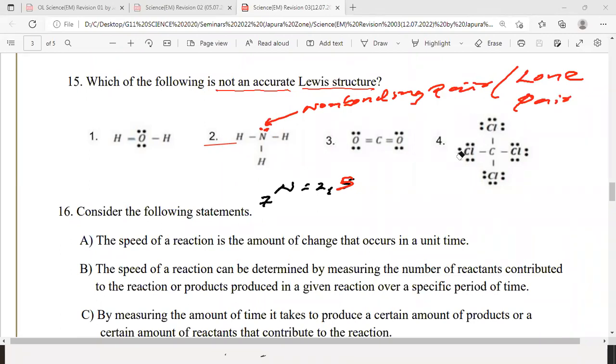Remember, only the valence electrons participate in the bond formation. Valence electrons means electrons found in the valence shell, or electrons found in the outermost shell, or electrons found in the last energy level. Valency depends on the valence electrons, and only valence electrons participate in the bond formation.